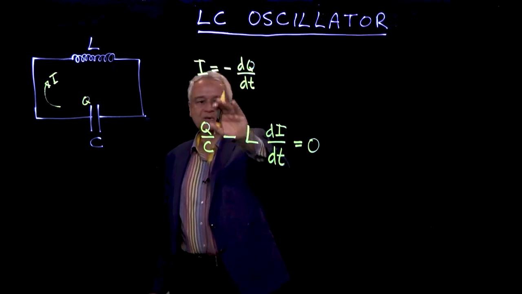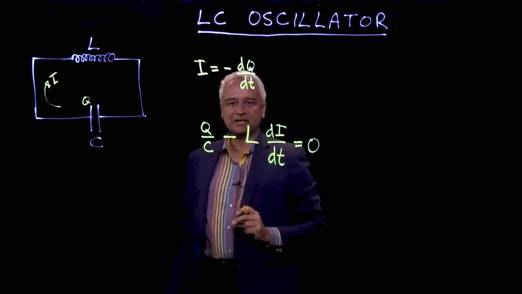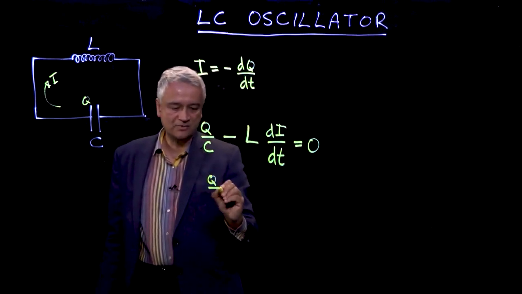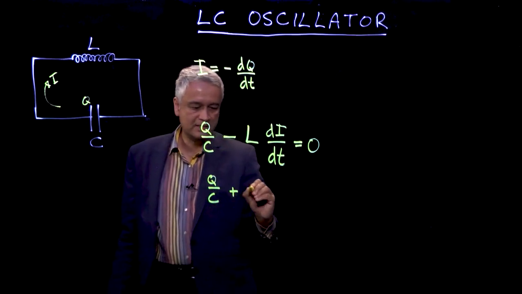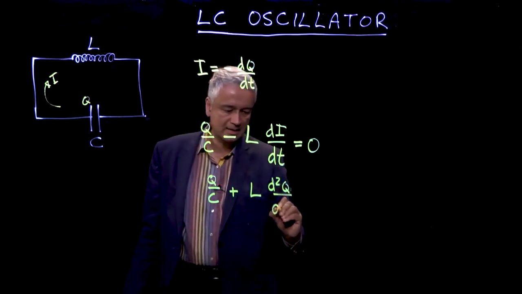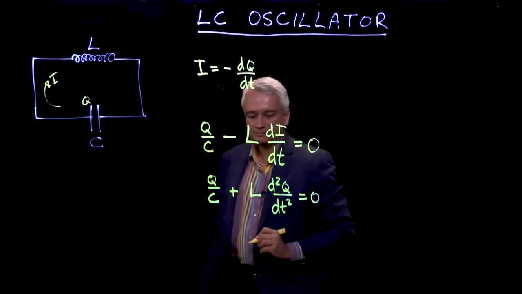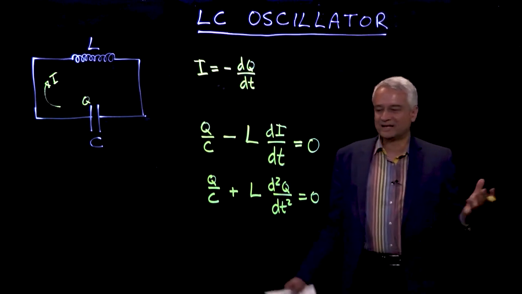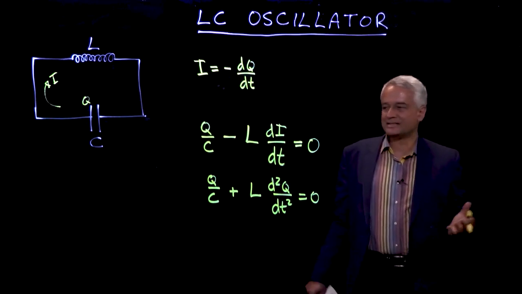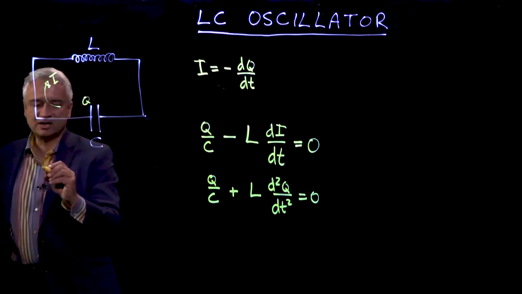Now I'm going to plug this equation into this one and replace I by dQ/dt with a minus sign. And so what I get is Q over C plus L d squared Q by dt squared is equal to 0. And look at that. We've got a second order differential equation, and it's an oscillator equation. How do I see that it's an oscillator equation? Well, let me just rewrite this in the way that I'm used to seeing oscillator equations written.